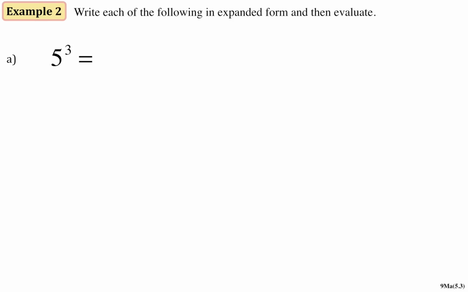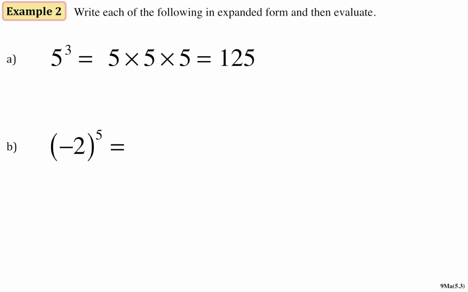Let's try our second example. Now this one says to write in expanded form and then evaluate. Well, 5 to the power of 3 in expanded form means 5 times 5 times 5. But if we have to evaluate that, that just means 5 times 5 times 5 on the calculator. 5 times 5 is 25, times that by another 5, we get 125.